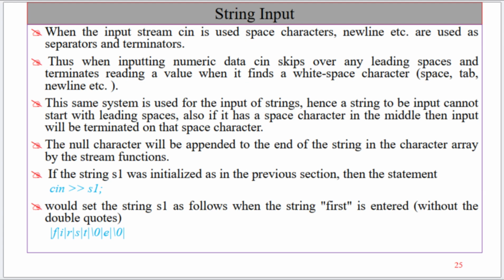24. String input. When the input stream is set, space characters, null, are used as separators and terminators. Thus when inputting numeric data, cin skips over any leading spaces and terminates reading a value when it finds a white space character: space, tab, null. This is the same for the input of strings, hence a string to input cannot start with leading spaces. Also if there is a space character in the middle, the input will be terminated on that space character. The null character will be appended to the end of the string in the character array with the stream functions.